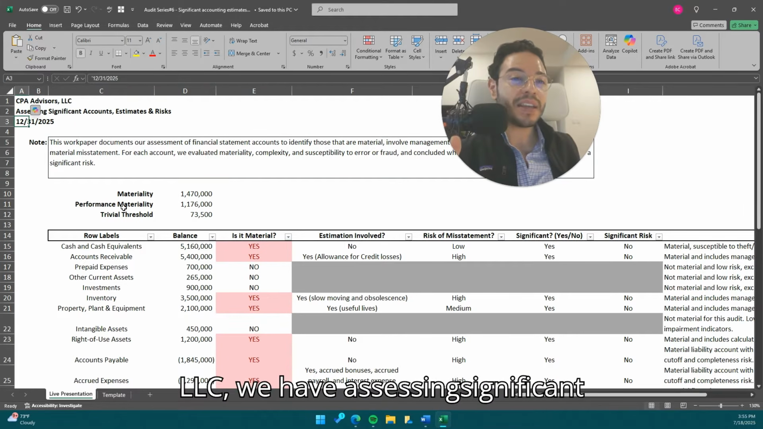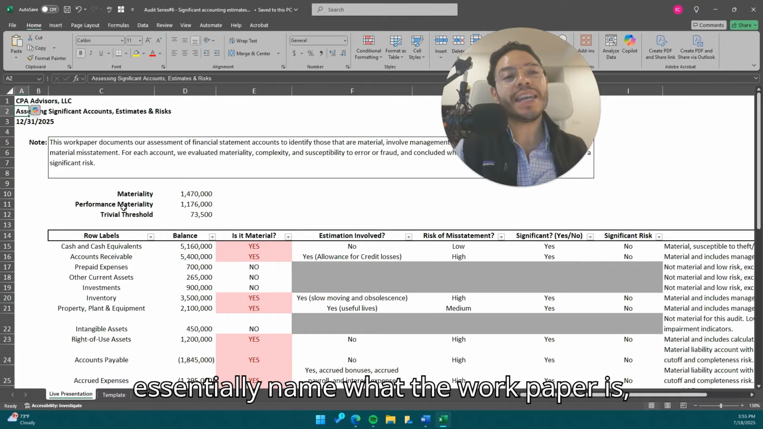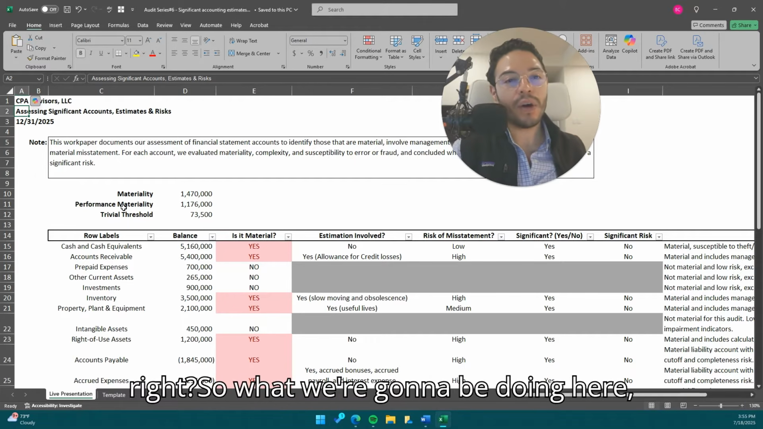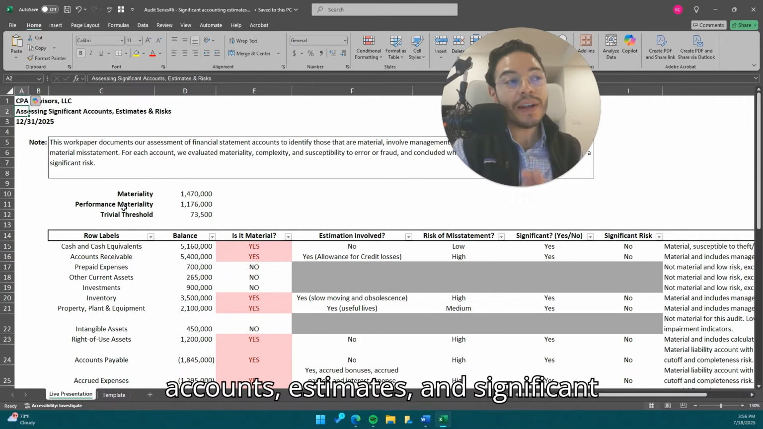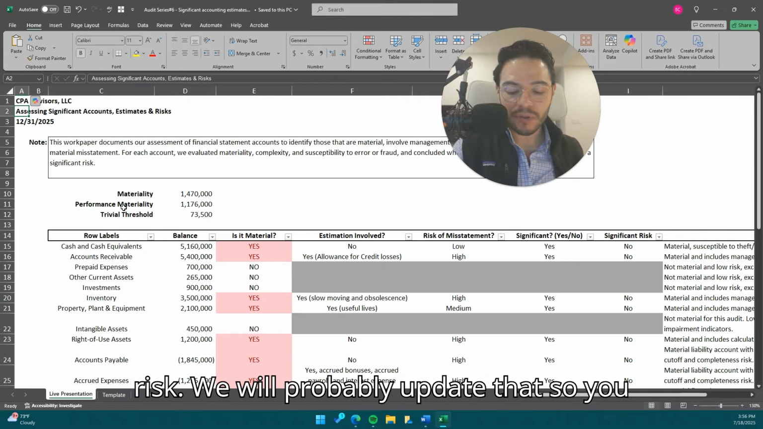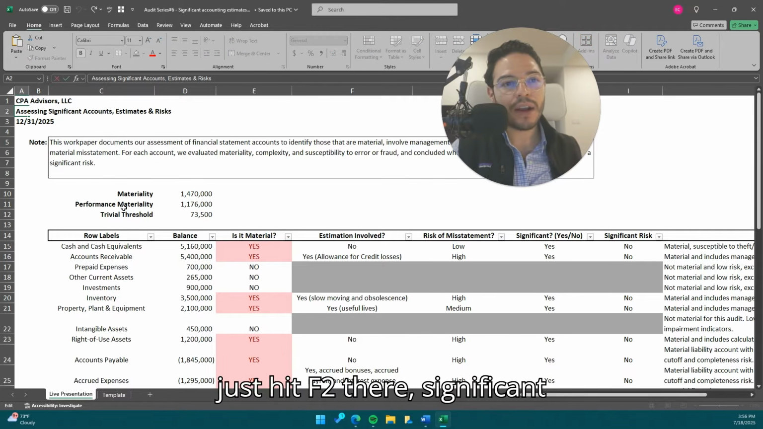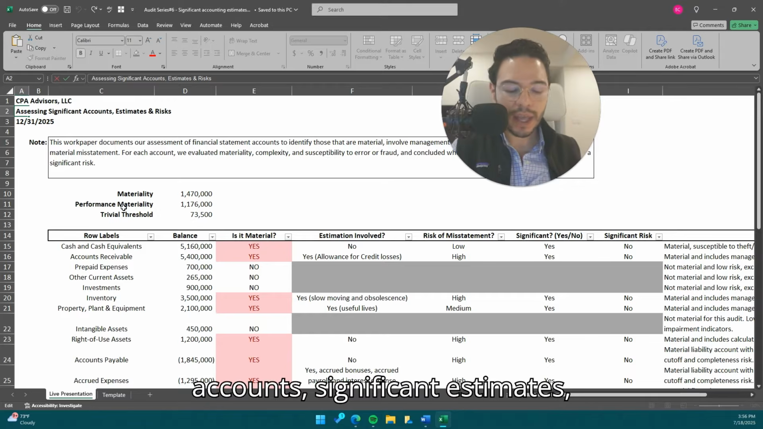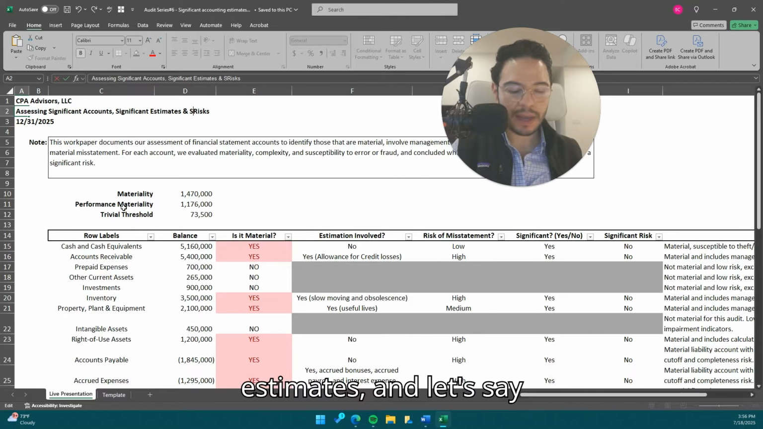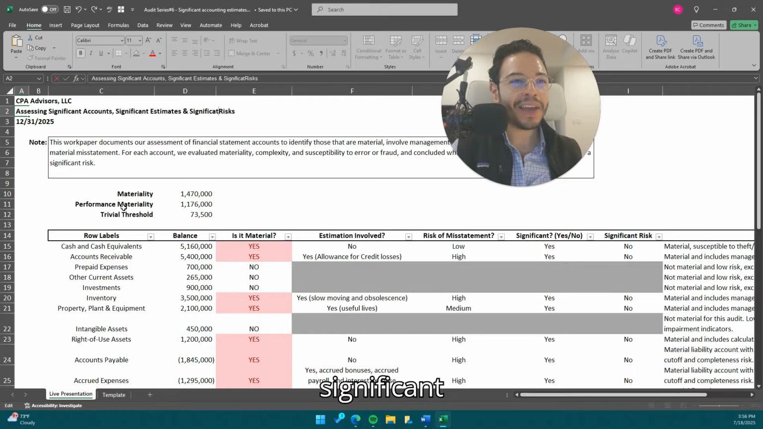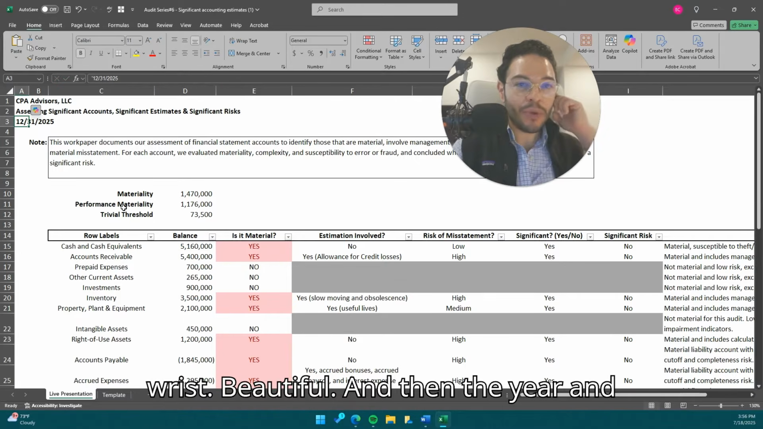We have assessing significant accounting estimates. So we're going to name what the work paper is. What we're going to be doing here is assessing significant accounts, estimates, and significant risk. We will probably update that, so you can just hit F2 there. Significant accounts, significant estimates, and let's say significant risk. Beautiful. Okay, awesome. And then the year and date, whatever you're auditing.